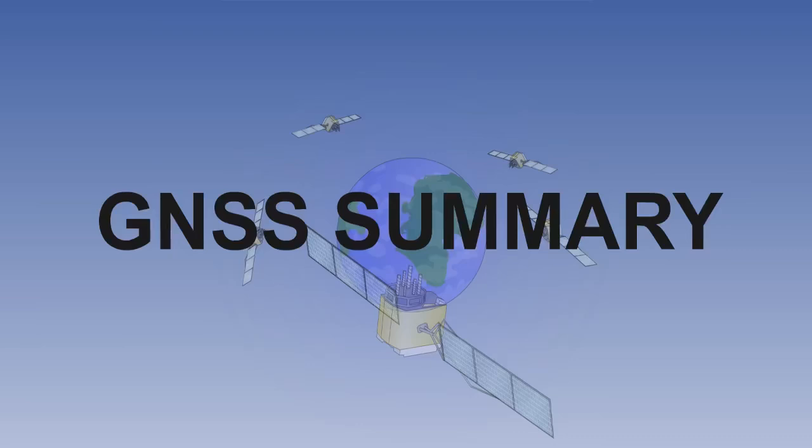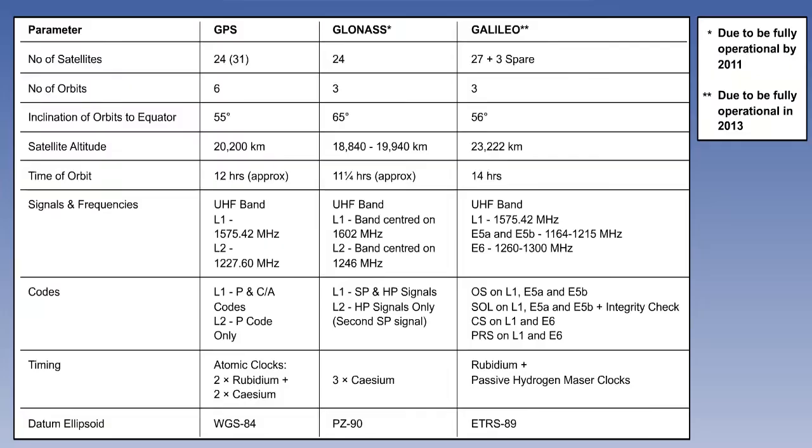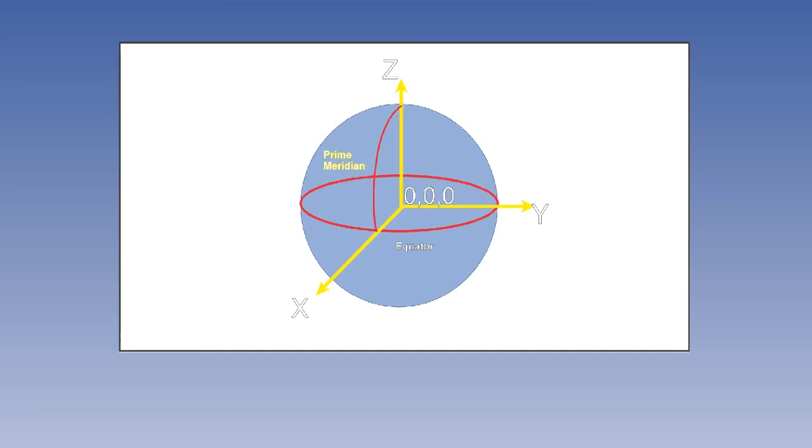This will be a long summary because we are going to bring together the most significant points from the last 2 lessons. Firstly, let's remind ourselves of the specification and characteristics of the 3 systems presently complete or near completion. All of these use 3D, Earth-centered, Earth-fixed coordinate systems. A GPS fix gives latitude, longitude, GPS height, and time.